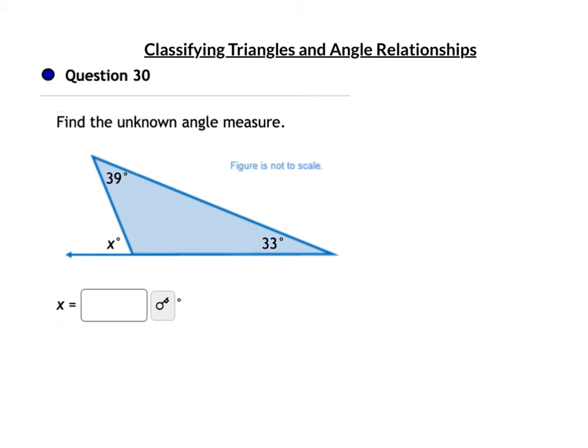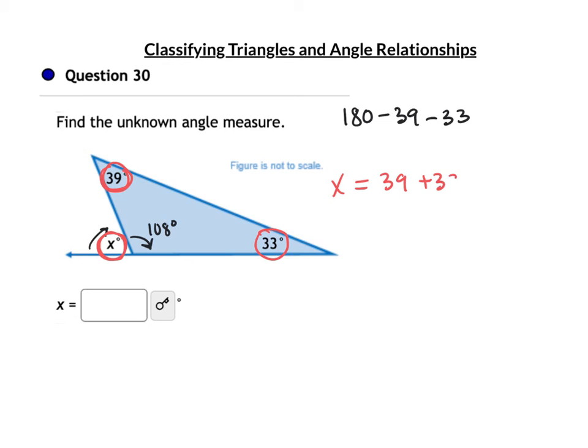On question 30, the easy way to do this is with the exterior angle theorem. I'm going to point out you don't have to use that though. You could take 180 minus 39 minus 33, and that would give you this angle right here, which ends up being 108 degrees. And then you could find x by subtracting from 180. But notice that the exterior angle is equal to the sum of the two remote angles. So x is 39 plus 33. Well, that's 72 degrees.